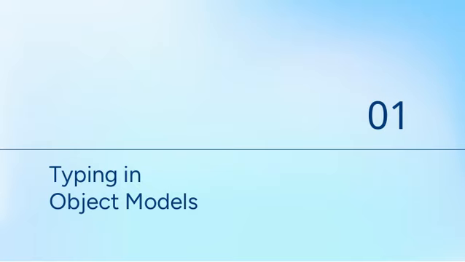When we're working with object models, one of the key aspects is defining the types of data each object will contain. This helps ensure consistency and clarity throughout our design. For example, specifying whether a property is a string, an integer, or a date allows us to catch errors early and makes our models more reliable.